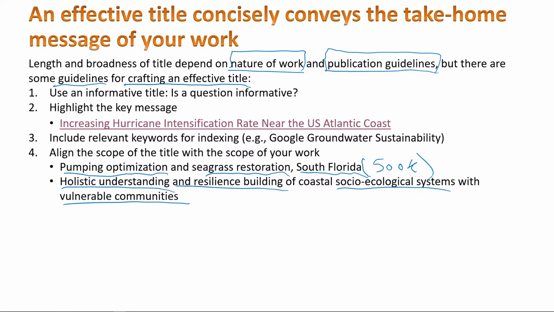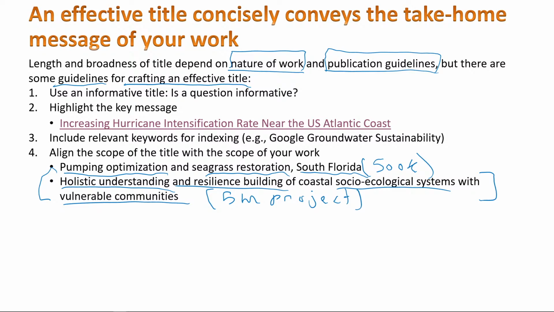And why do we have all these generic words, and is the title even so generic? Because that was a $5 million project. So no one will give you $5 million to do some pumping optimization to restore seagrass in a specific area, but they might give you a $5 million project to advance this type of knowledge, to advance the knowledge about resiliency of coastal community and especially socio-ecological system, to advance these systems.